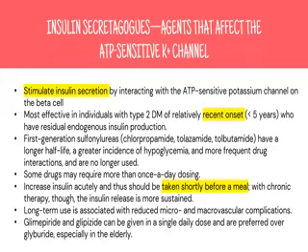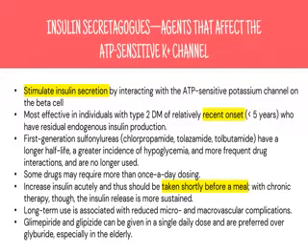Coming to insulin secretagogues, agents that affect the ATP sensitive potassium channel. They stimulate insulin secretion by interacting with the ATP sensitive potassium channel on the beta cell. Most effective in individuals with type 2 diabetes of relatively recent onset, that is less than 5 years, who have residual endogenous insulin production. So they have already got insulin.